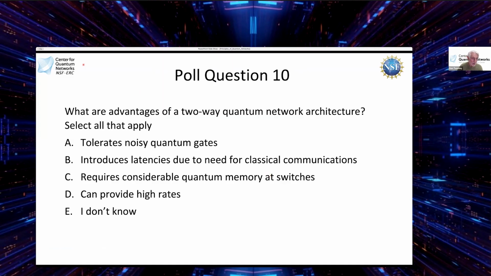Okay, so that brings us to poll question 10. Here it's, what are the advantages of a two-way quantum network architecture? And you can select all that you want. It tolerates noisy gates. It introduces latencies because of the need for classical communications. It requires considerable quantum memory at switches. It can provide high rates, or you're not sure.